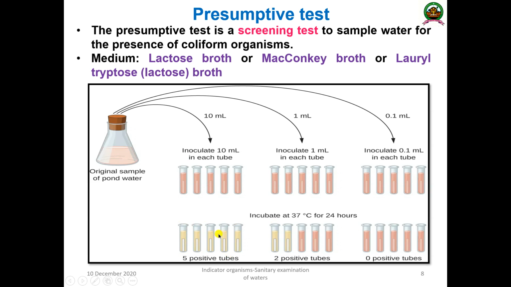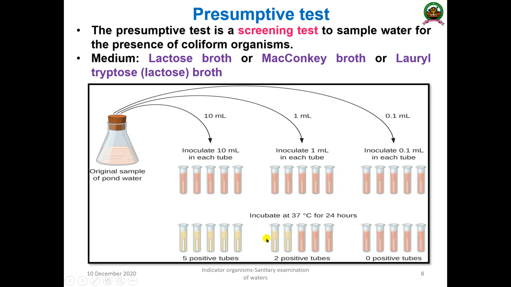Here all the 5 tubes are positive. 5 positive means both acid production and gas production. Here 2 positive means 2 tubes have acid and gas is also produced. And here 0 positive tubes, and 2 positive, here 3 negative, 2 positive. Here you can see 5 positive, 2. And this particular test is known as the presumptive test. Now what you have to do? Now you have to count from this particular set how many positive tubes are there.